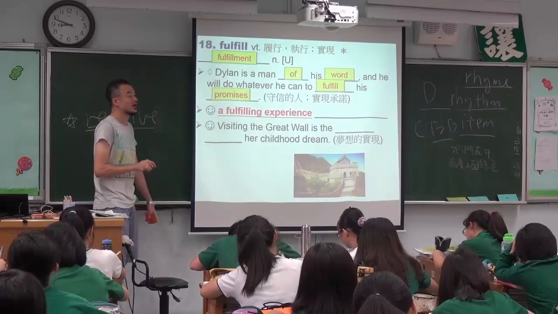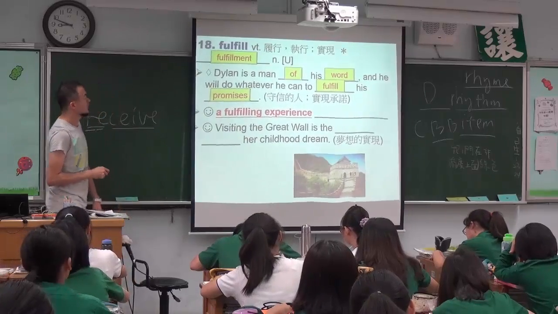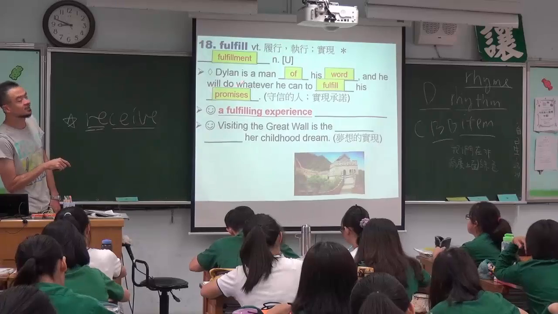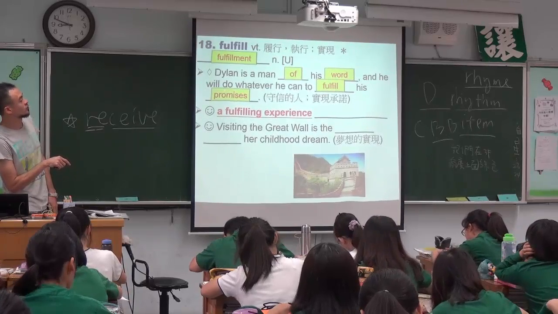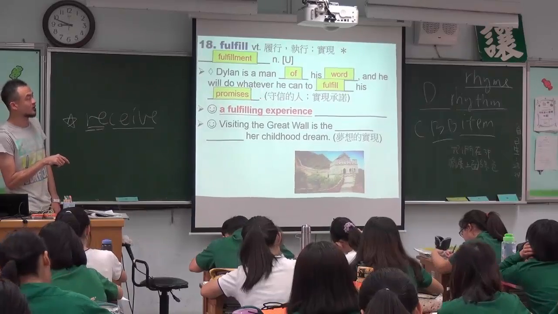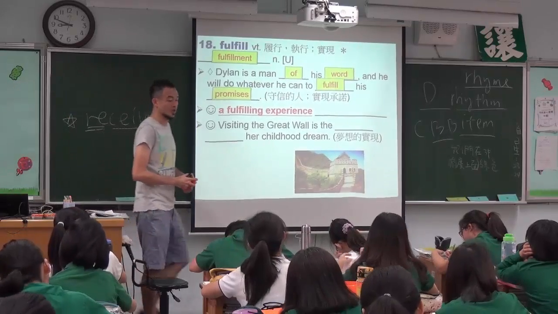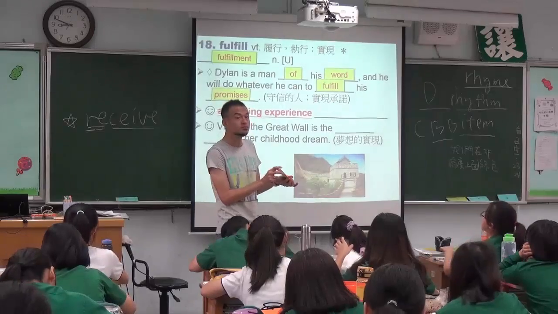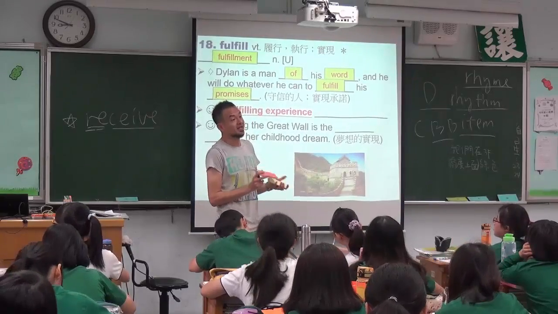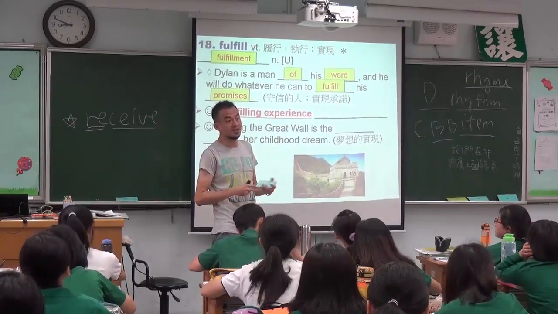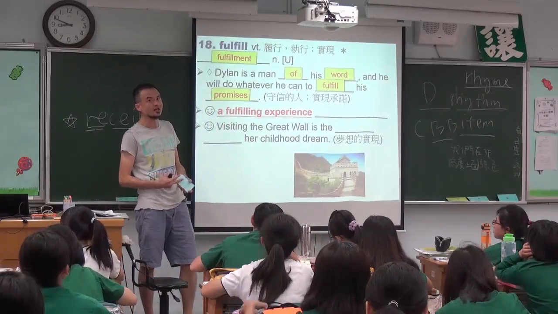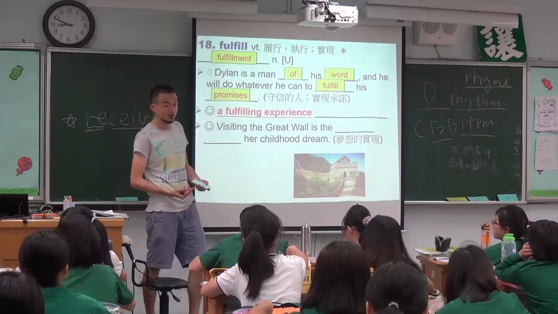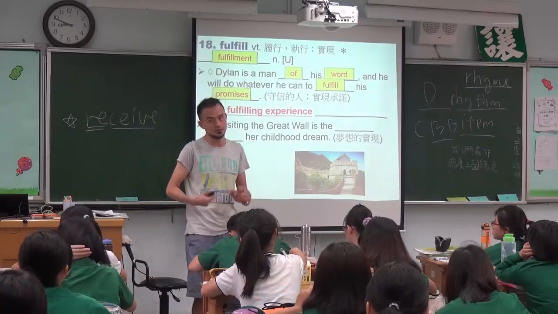his promises. Okay, yeah. So here, would you please read the first example here? Dylan is a man of his word, and he will do whatever he can to fulfill his promises. Do you think that you are a friend of your word? I guess we try to be a person like that, but it's really difficult, right? I mean, sometimes maybe we promise somebody something, but we can't really fulfill it all the time, maybe. Yeah, but we try to do that.